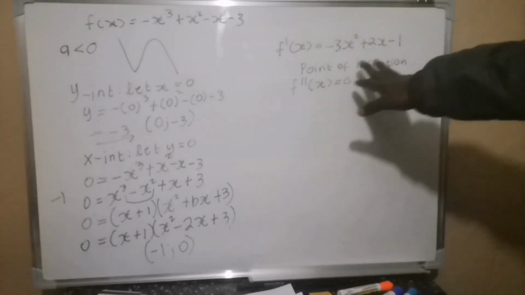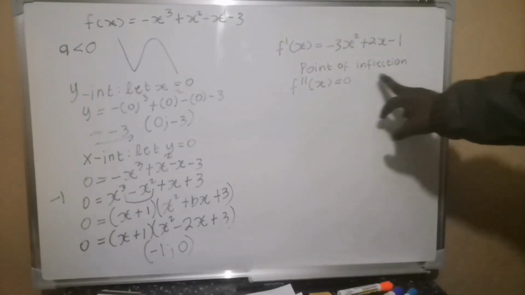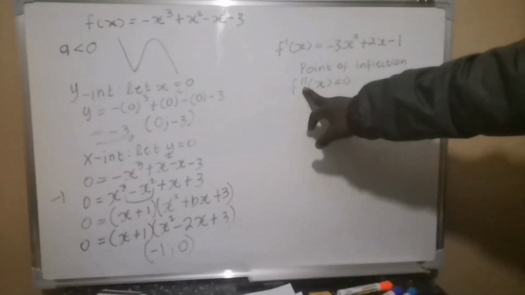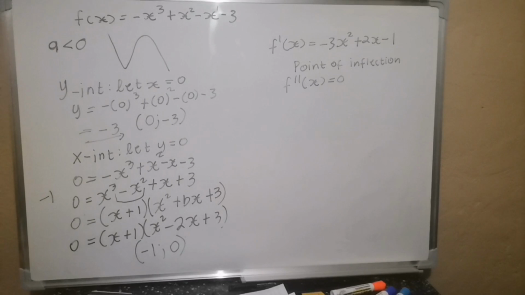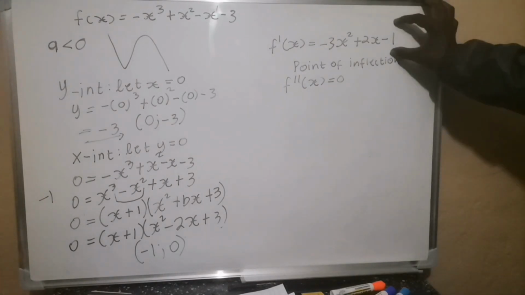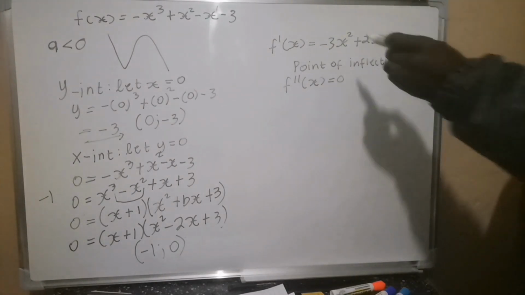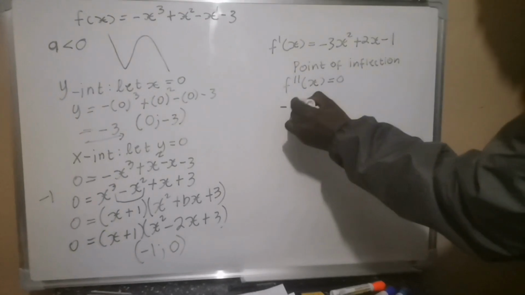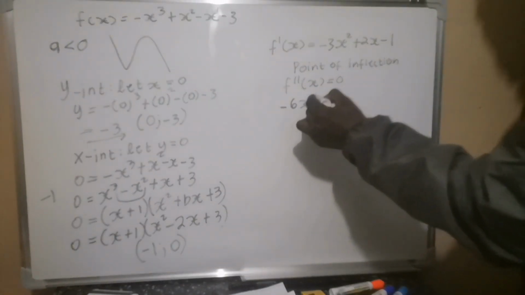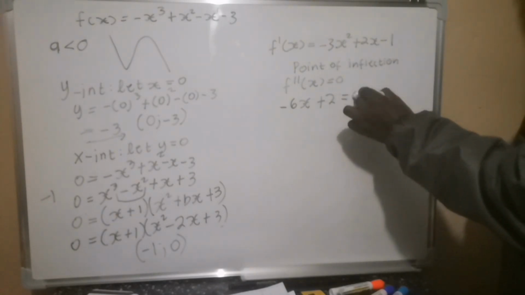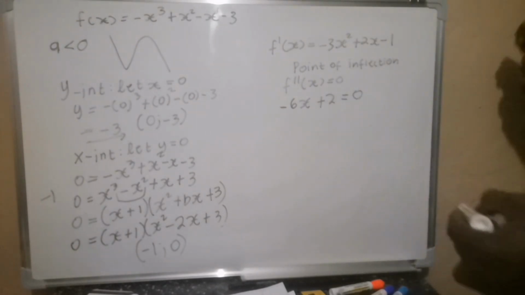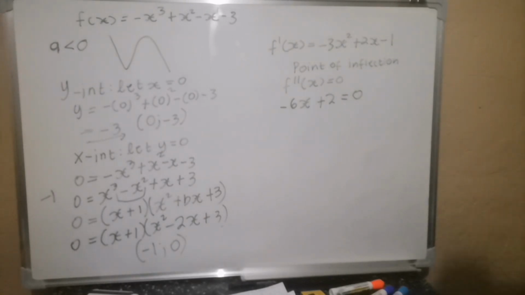Now, guys, the principle of finding the point of inflection is by saying let the second derivative of f at x be equal to 0. That's how we find the point of inflection. Now I'm going to derive this again. 2 times negative 3 is negative 6x plus 2 equal to 0. Solve for x. So you need to solve for x there.